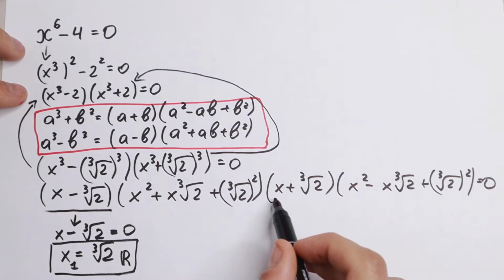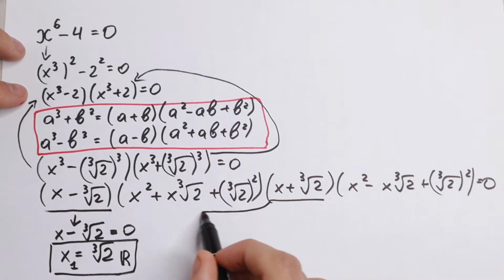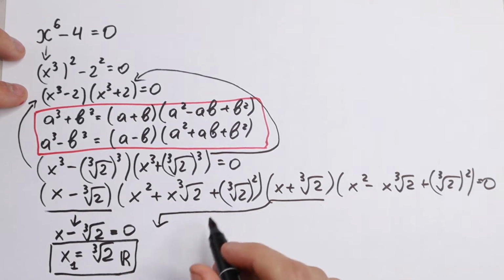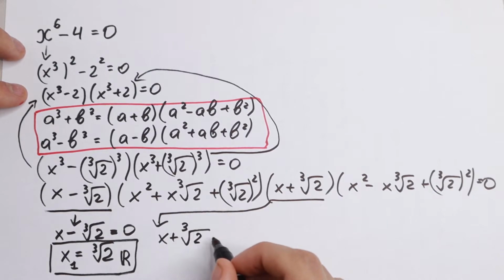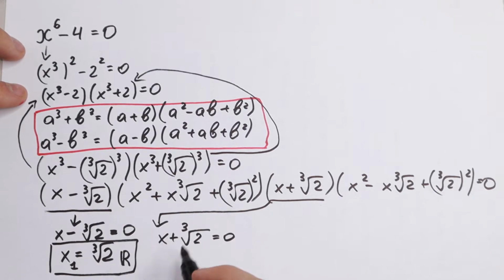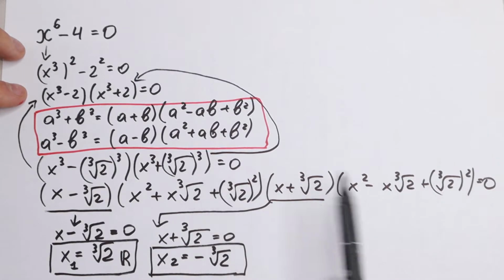So let's solve this as well, and we will have the second root real quick. We will have x plus cube root of 2 equal to 0. And it's not hard to see that x2 equals minus cube root of 2. And as you can see, we find our second root. And we need to solve this or this one.